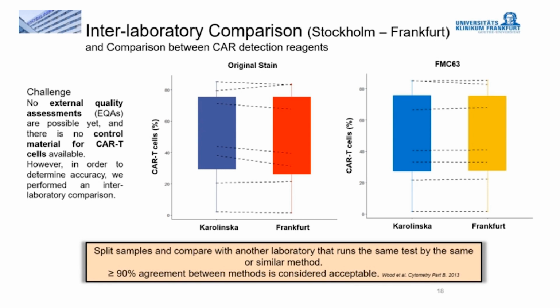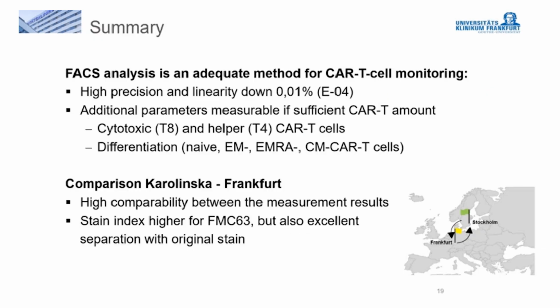However, in order to determine accuracy in the CAR T-cell detection, we performed a method comparison in the validation phase, and now we performed an interlaboratory comparison with the Karolinska Institute in Sweden. In total, we showed highly comparable results with more than 90% agreement. As you can see on the right graph, the better separation index with the new idiotype gives almost the same value.